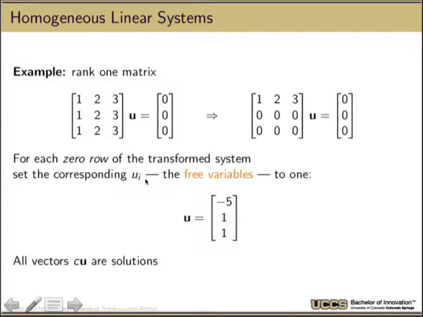So to solve for these, for each row of the transformed system, we're going to set the u_i associated with the free, undefined rows to be free variables equal to 1. So in this case, we're going to set these last 2 elements to be 1. And then we can put them back into this equation, and we can see what we have to set this first value to. Well, if it's going to be 1 times the first value plus 1 times 2 plus 1 times 3, this first value has got to equal -5 so that this first equation is satisfied. And then any vector of the form cu, where this is u, is also going to be a solution. So this gives us a way of getting solutions in that last case.